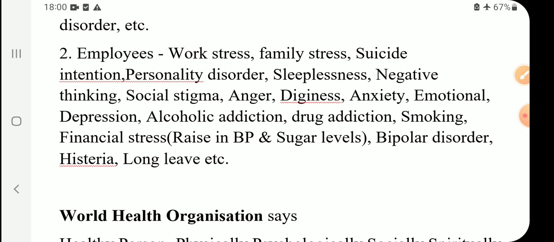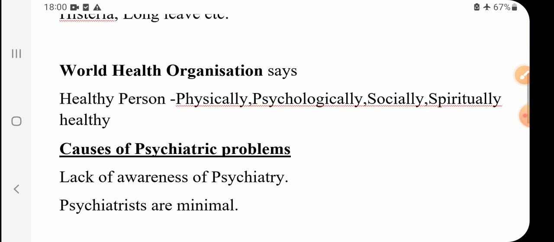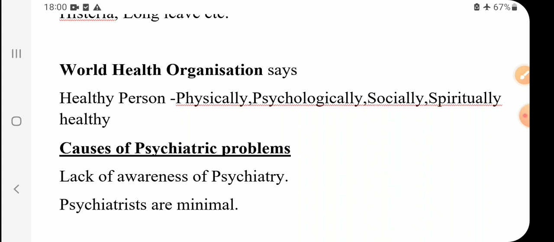The World Health Organization says who actually is a healthy person. A healthy person is not what everyone thinks, like "I don't have any fever or cough or any kind of problem, so I'm healthy." That thinking is wrong. The World Health Organization says a healthy person is one who is physically, psychologically, socially, and spiritually healthy. The person who is healthy in all these factors is treated as a healthy person. That's what the World Health Organization says.